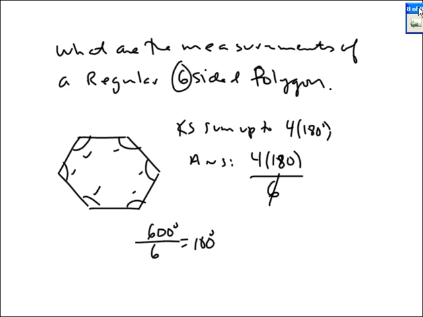And 6 goes right into 18 3 times. Add a 0. That's how many times 6 goes into 180. And 4 times 3 is 12 with another 0. Okay, so each angle is 120 degrees. 120, 120, 120, all over the place.